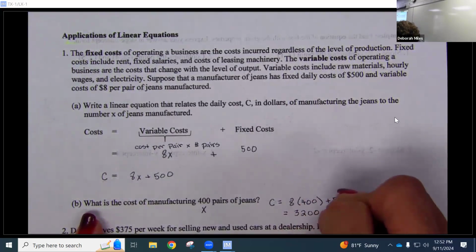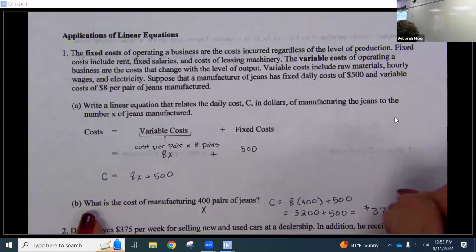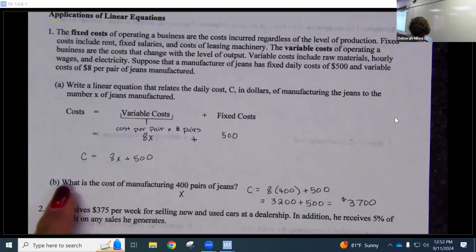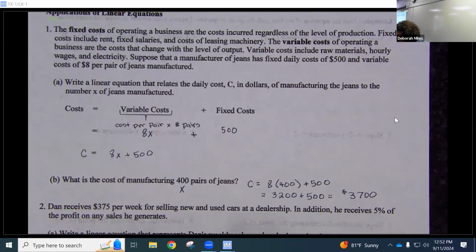3,200 plus 500, or $3,700 to make 400 pairs of jeans. Right? That one's very straightforward.